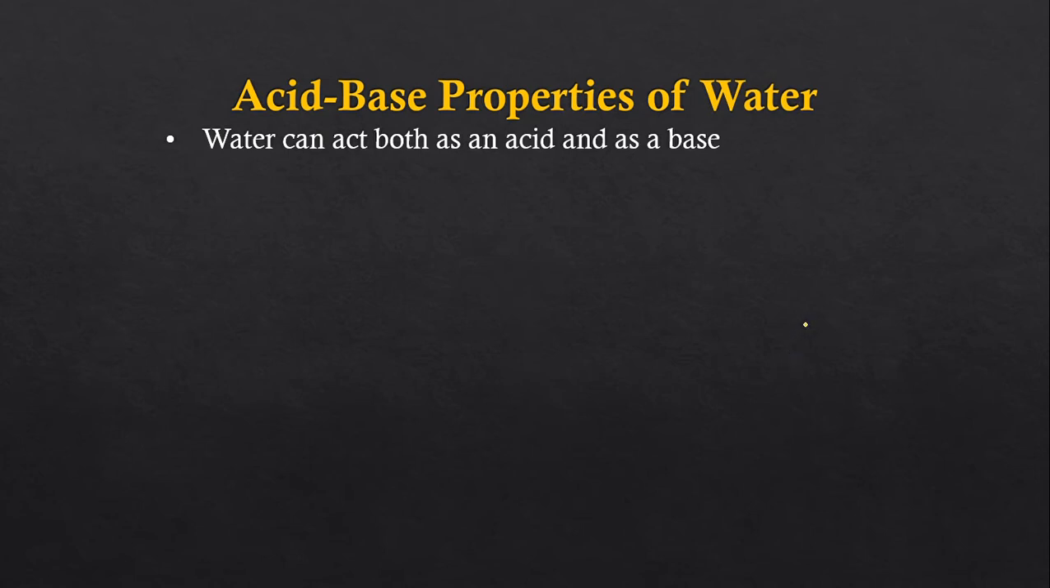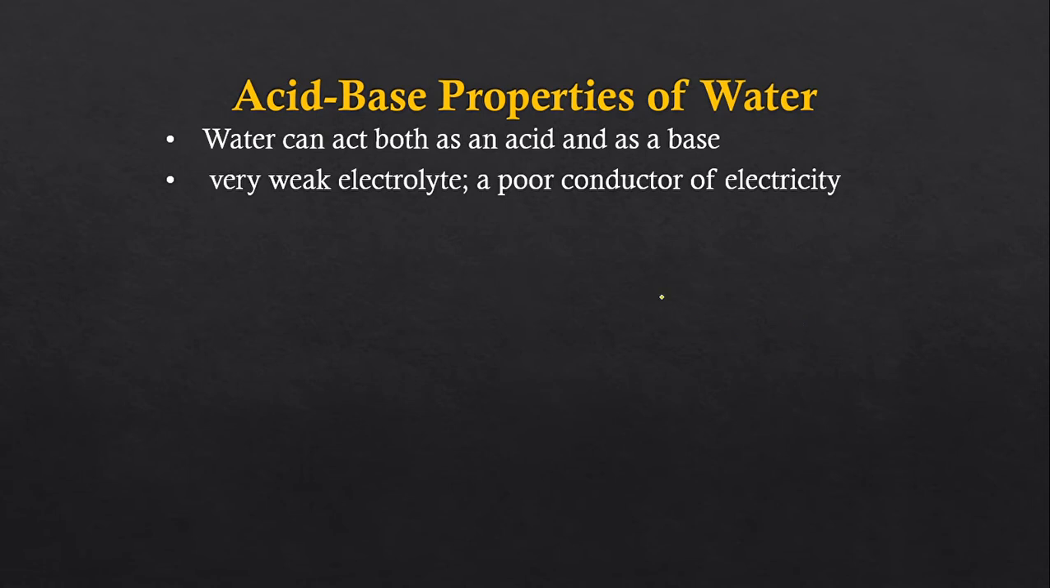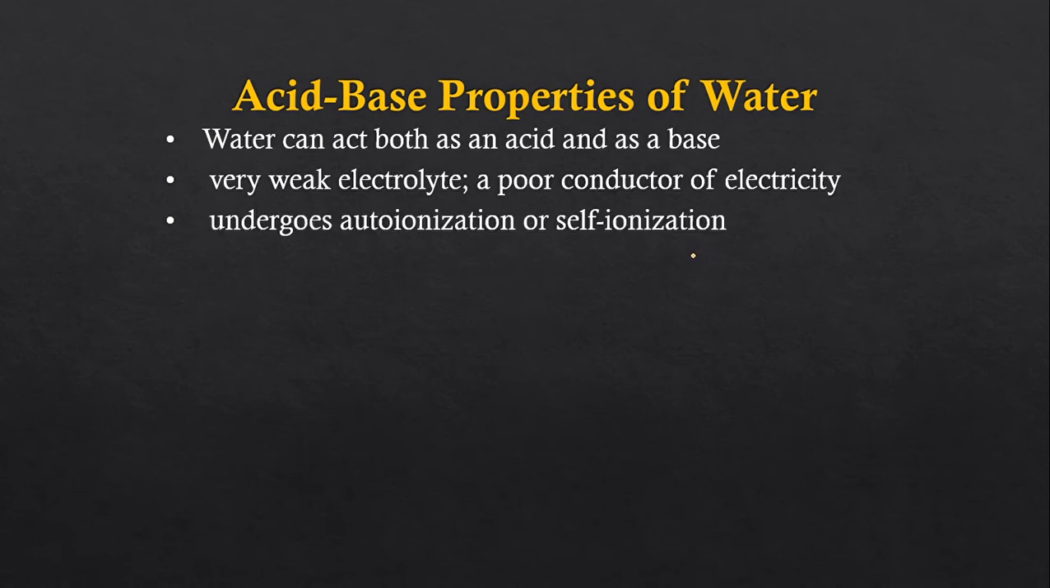So, parang balimbing. Ganun. Okay, so, water is a very weak electrolyte or a poor conductor of electricity. Okay? And it undergoes auto-ionization or self-ionization. And amphiprotic din siya or amphoteric. So, nakuha nyo na yung definition nito dati, di ba? Pag amphiprotic, ibig sabihin, pwede siyang tumanggap or magbigay ng proton. Amphiprotic, ibig sabihin, pwede mag-accept or mag-donate ng proton. Amphoteric naman, ibig sabihin, pwede siyang mag-act as an acid or as a base.